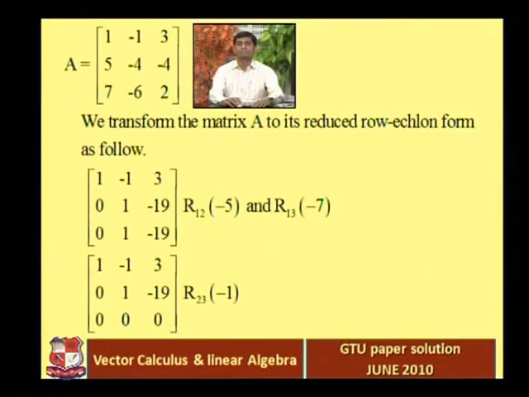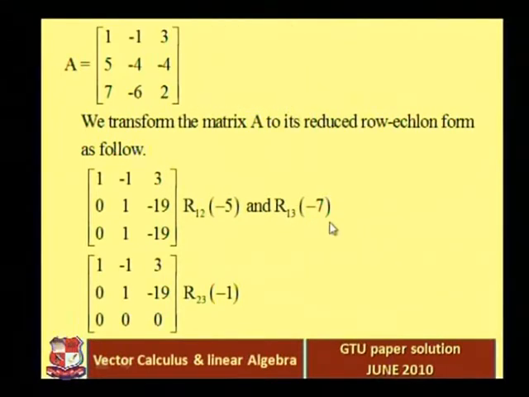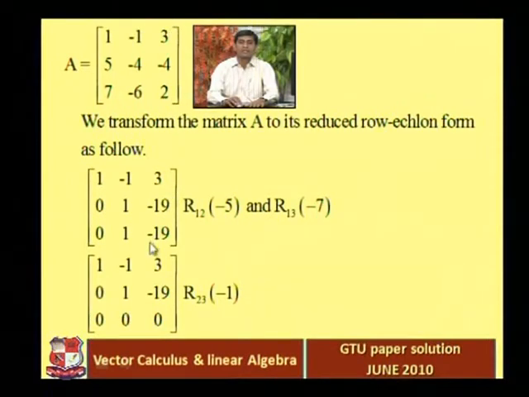The first row is (1, -1, 3) as it is. We multiply the first row by -5 and add it into the second row, so 5 minus 5 is 0, -4 plus 5 is 1, -4 minus 15 is -19. Then we multiply the first row by -7 and add it into the third row: 7 minus 7 is 0, -6 plus 7 is 1, 2 minus 21 is -19.